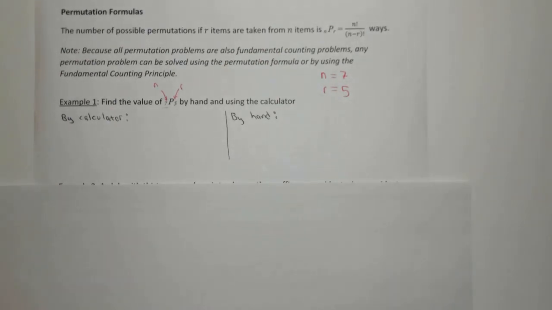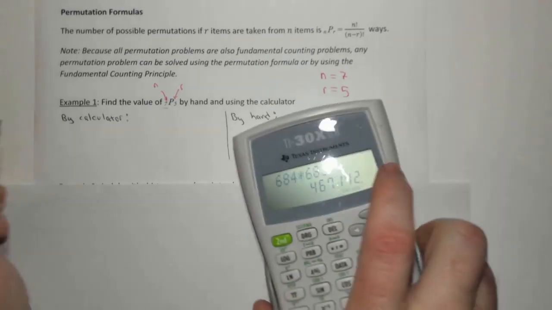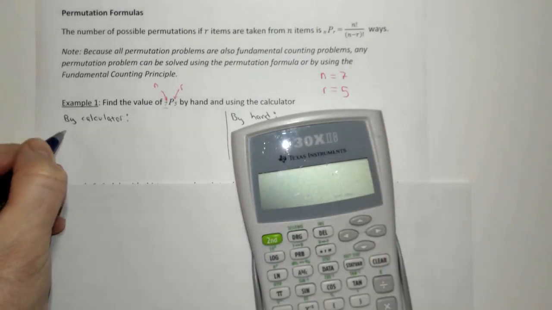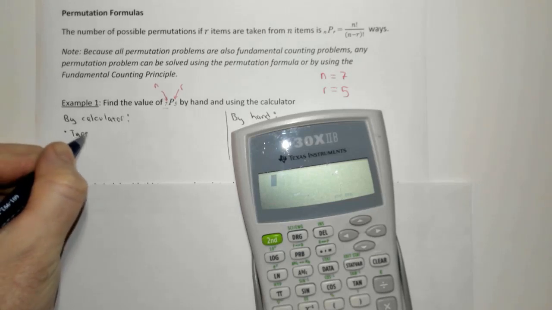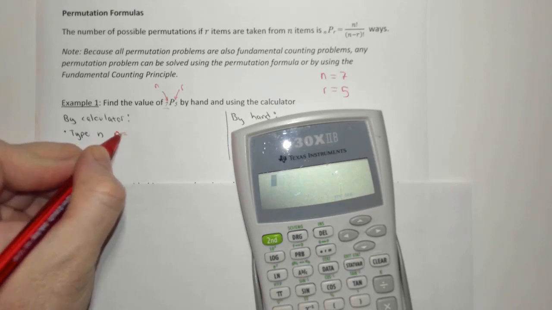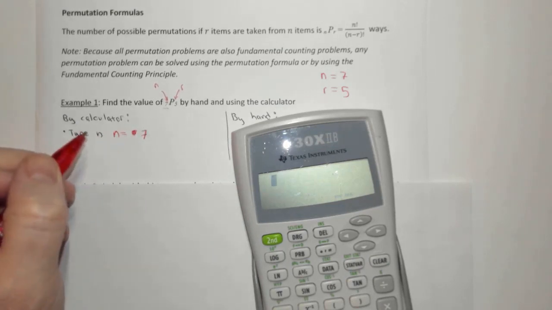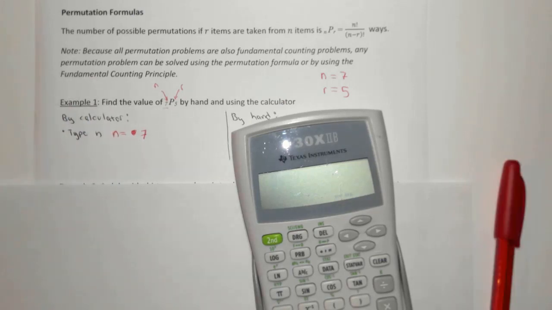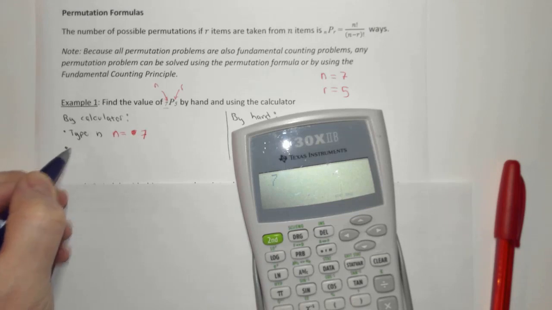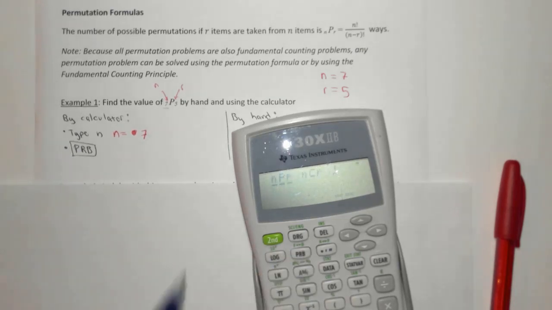So on the calculator, to type this in, the first thing we do is we're going to type in, okay, I'll do that in red, n is 7. Almost got it wrong. N is 7. Okay, so we type that. And then we'll do the PRB button. PRB. All right, we'll scroll.